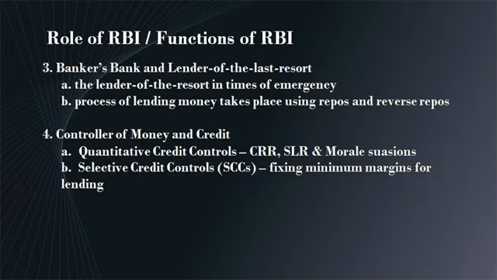So finally, who takes the control? RBI takes it. They monitor how the credit has been given and how many non-performing assets those banks have. All these controls are done by RBI using quantitative credit controls and selective credit controls. What are quantitative credit controls? They are done in terms of CRR and SLR, and moral suasion as well.